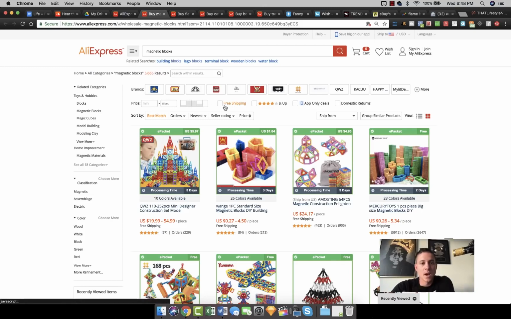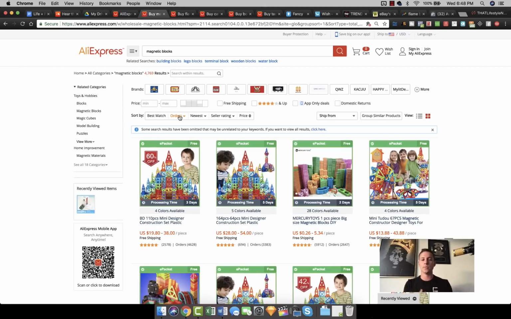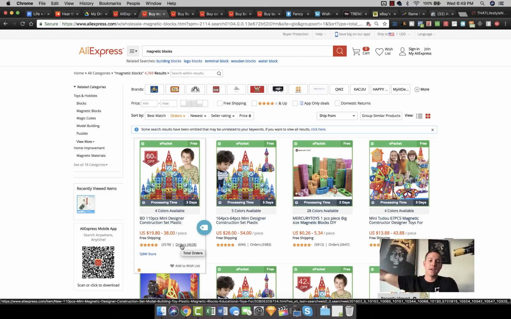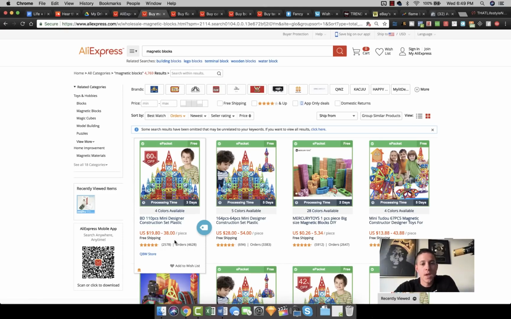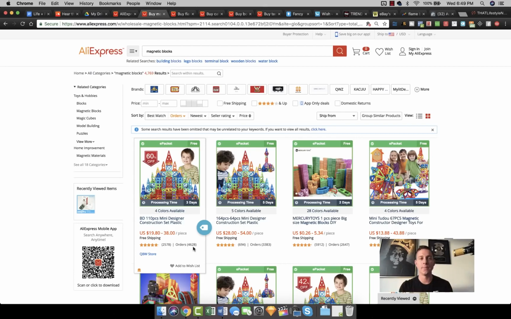So magnetic blocks. Again, I always like to sort by orders here instead of best match. If you sort by orders, what this allows you to do is you can see what other drop shippers and other people normally with Shopify stores are actually buying, because these orders are other Shopify users and other people with Shopify stores that are actually ordering these products and then reselling them on Amazon. So, if they're paying $19, $20 per unit, they're probably charging $49.95 for this. And you can see that there's almost 5,000 orders, meaning that these products are selling, right? Because 5,000 people would not have bought 5,000 of these most likely if they're not able to sell them, because they'd only buy one. If they couldn't sell it, they wouldn't continue to buy more and more and more.